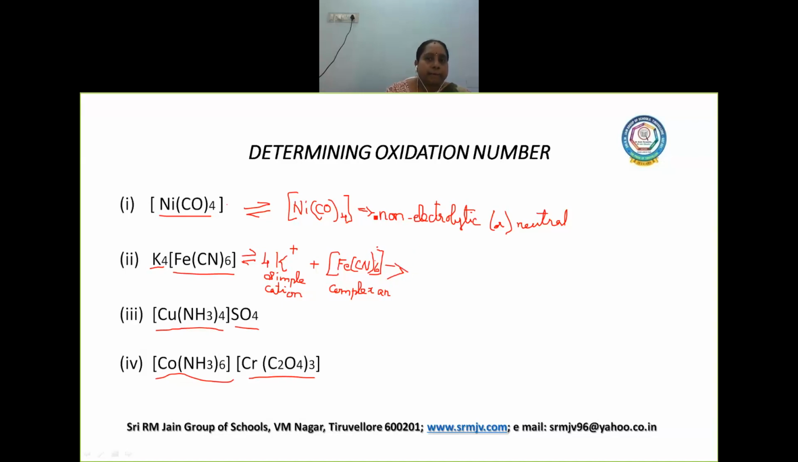So this ferrocyanide cannot be dissociated. It will not dissociate into Fe2+ and Cl-. There is no possibility of this dissociation because this is a complex. Okay, complex anion. So potassium is the cation and ferrocyanide is the anionic complex.